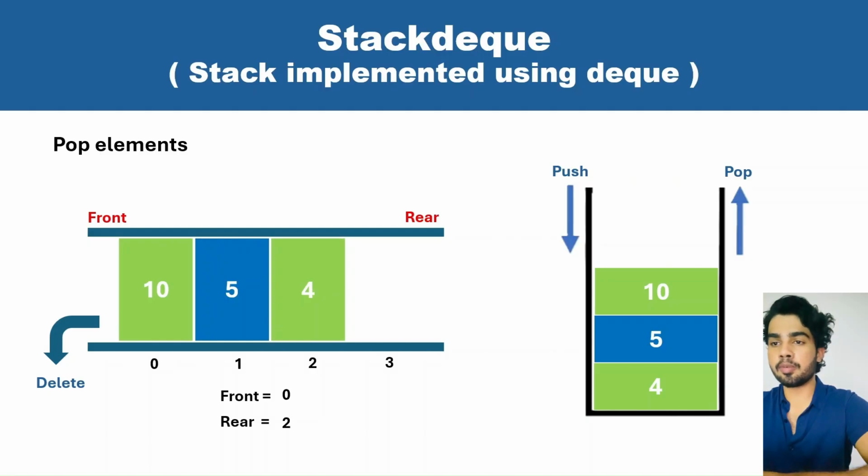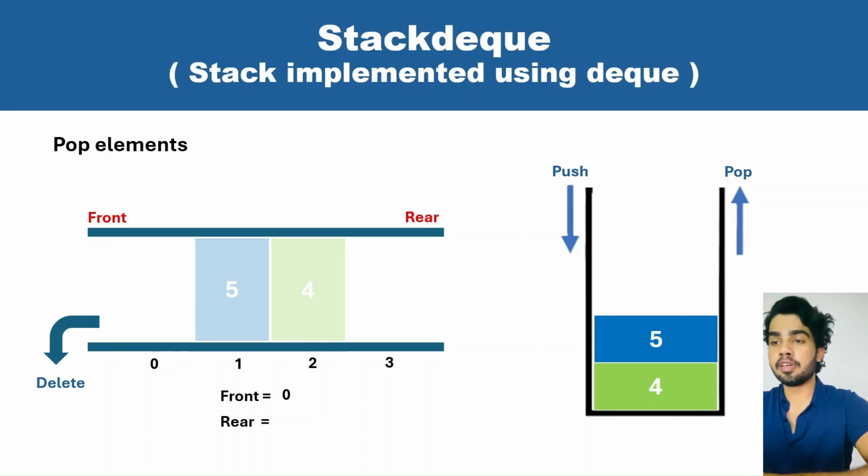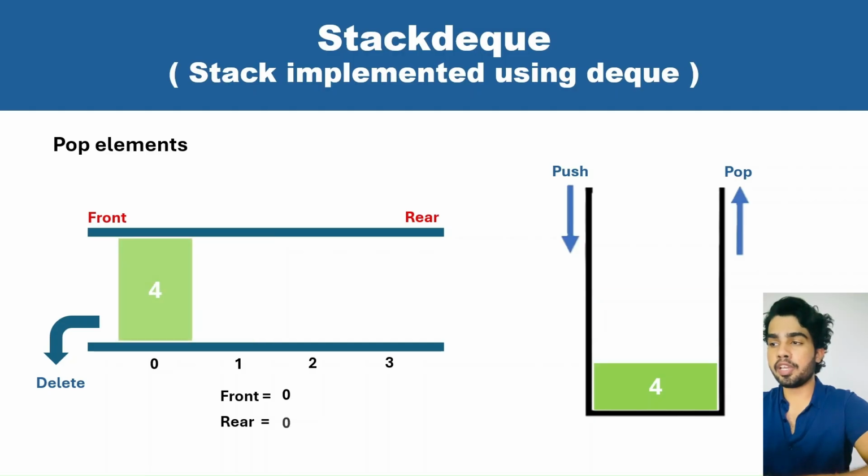Let's remove another element and you can see the rear becomes 1 and the element is popped out from the stack. Let's remove another. You can see the rear becomes 0 and the element is popped out from the stack. Let's remove the 4th element from this stack and now you can see the front and rear become null.